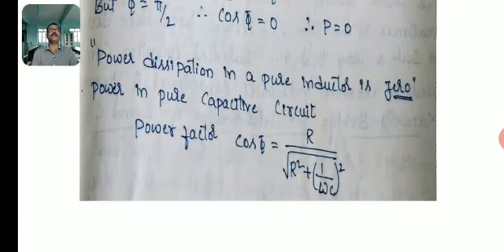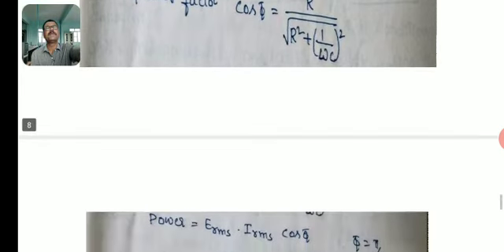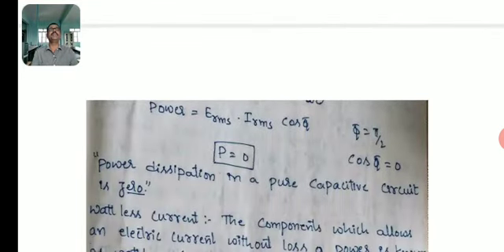Then power in a pure capacitive circuit. The power factor cos phi is equal to R by root of R square plus 1 by omega C whole square. So power is equal to E RMS into I RMS into cos phi, but we know that the phase difference between current and EMF in the case of a pure capacitor circuit is equal to pi by 2. Then cos pi by 2 is equal to 0, then P is equal to 0. That means power dissipation in a pure capacitor circuit is 0.